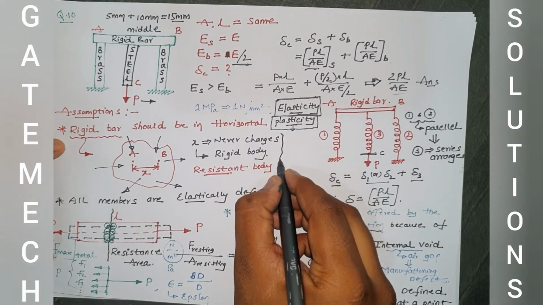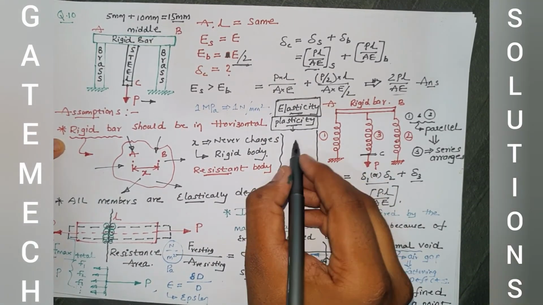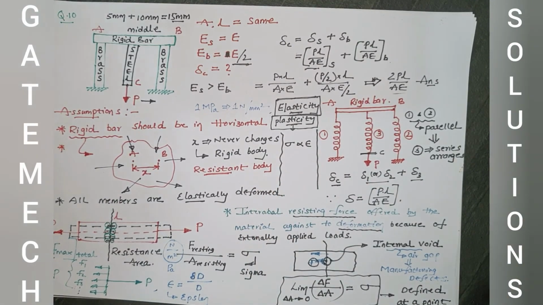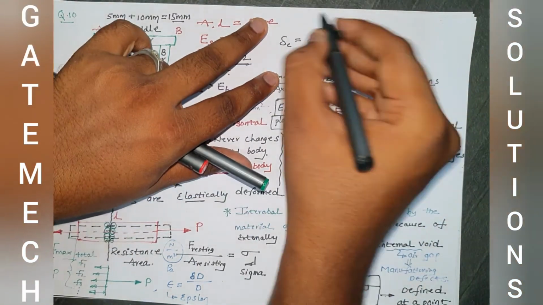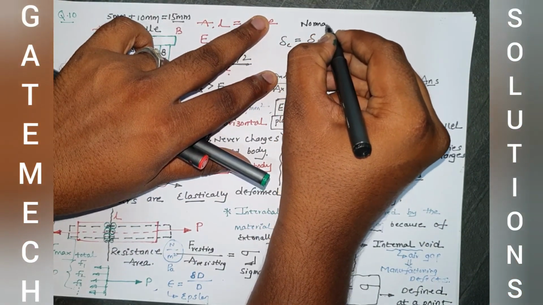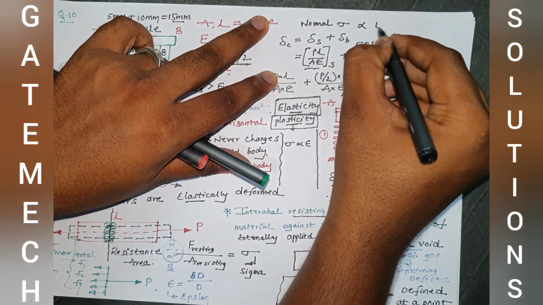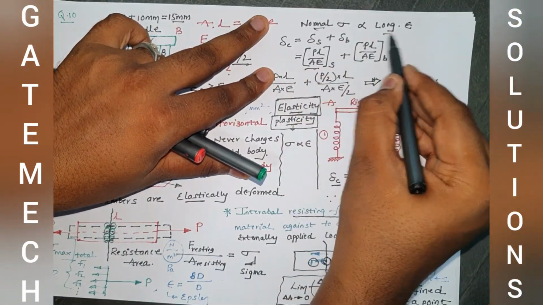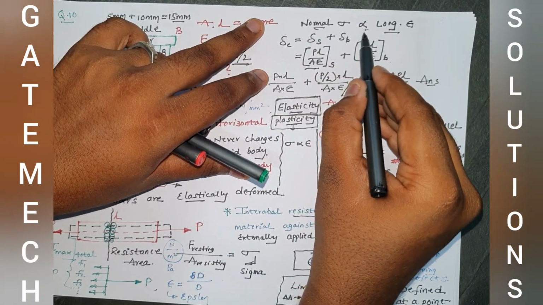Now, till now we have learned what is meant by stress and what is meant by strain. As we already know, according to Hooke's law, stress is directly proportional to strain. In an interview, if they ask what is meant by Hooke's law, you should not just say stress is directly proportional to strain. Keep it in mind. Normal stress is directly proportional to longitudinal strain. This is very important, right? Hooke's law is given as normal stress is directly proportional to longitudinal strain.